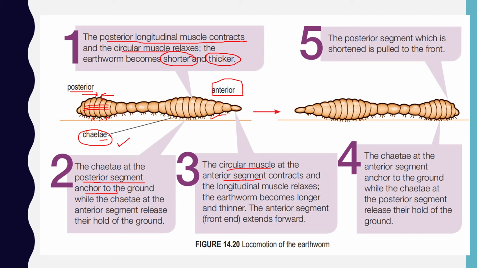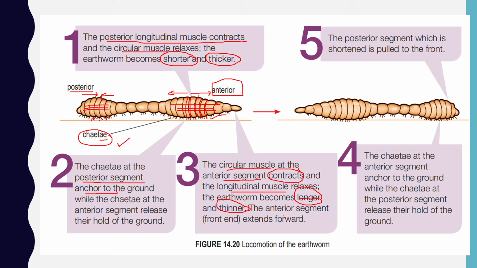Okay, iaitu kita cerita tentang the circular muscles here at the anterior segment. Okay, what happened to these muscles is that they contract. Okay, so a tip to remember, when the circular muscles contract, at the same time, what happened to the longitudinal muscles? They relax, right? So pada masa yang sama, these longitudinal muscles relax, so that means they are in a longer manner. Okay, dalam keadaan memanjang. So that's why we can see the earthworm now is longer and also thinner. Dia memanjang. Okay, di bahagian anterior ini.